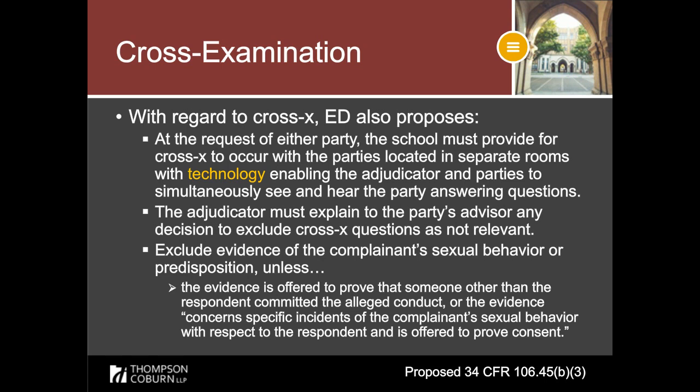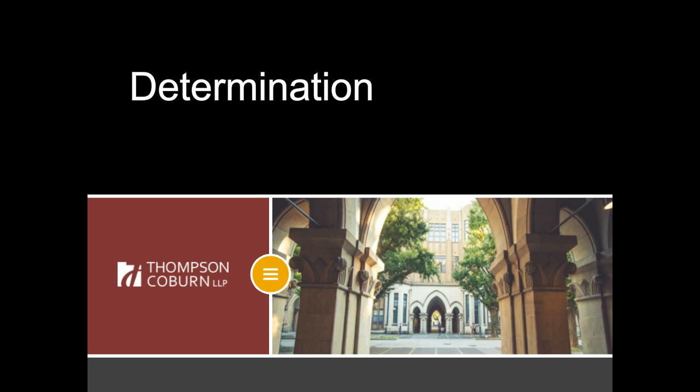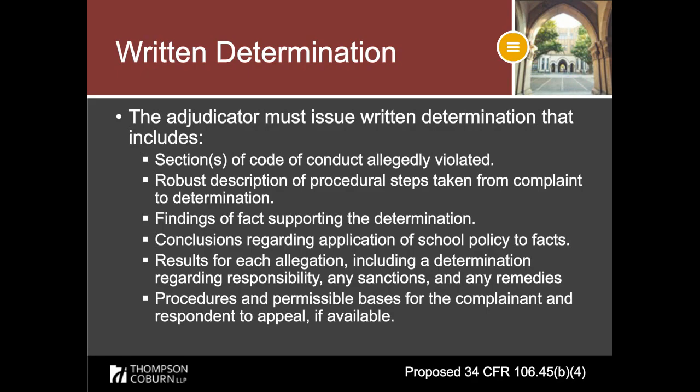All right, so moving on to determination. You have to have a written determination. It needs to be issued by your adjudicator, and it's got to include a number of things. Sections of the code of conduct allegedly violated. That's your, meaning the school's code of conduct or policy, et cetera. And a lot of times that may just be a reference to the prohibition on sexual harassment. A robust description of the procedural steps taken from complaint all the way down to determination.